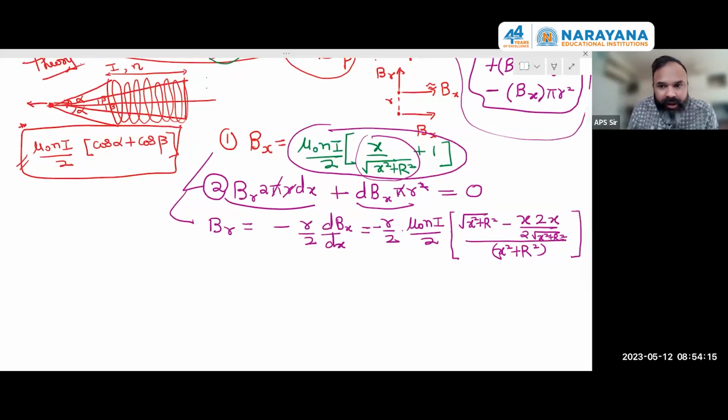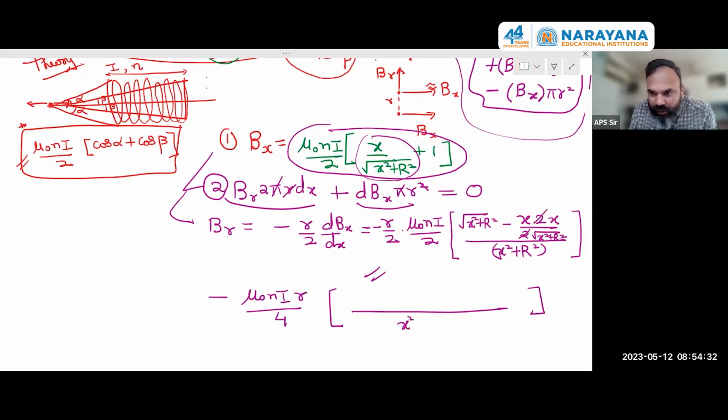Now, take care of this thing, that capital R and small r are not the same. Just be careful. So it is minus mu naught n capital I r by 4. And what are the terms I am getting here? This 2 will cancel out. It is small x square plus capital R square raised to the power 3 by 2.